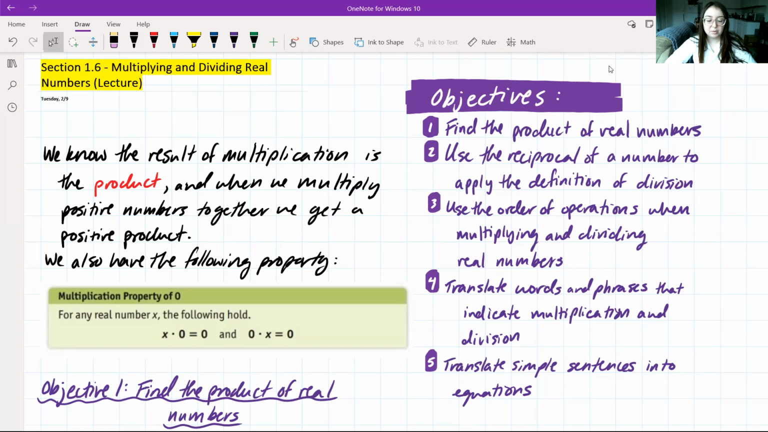So we know that the result of multiplication is the product, and when we multiply positive numbers together, we get a positive product. This is what we've been doing in the past. We've only really been working with our positive numbers. So when we multiply positive numbers, we get a positive number.